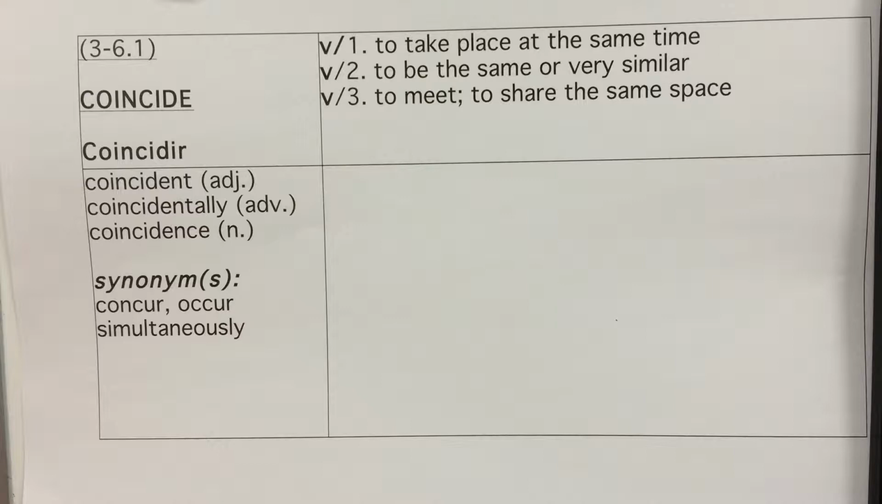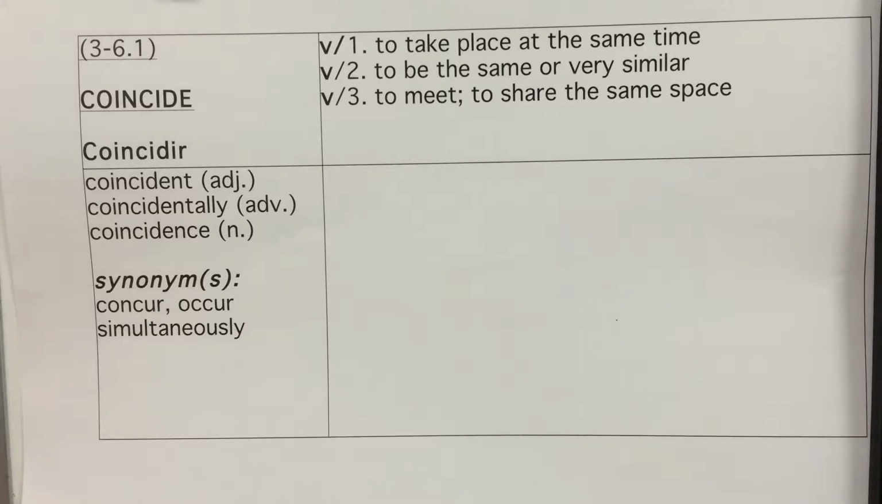I'm going to go over the level 1 word for quarter 3, week 6, coincide. 3 syllables, emphasis on the last syllable. So we have coincide, coincide. It rhymes with go inside, like if you're telling someone to go inside, but instead it's with a C, coincide.